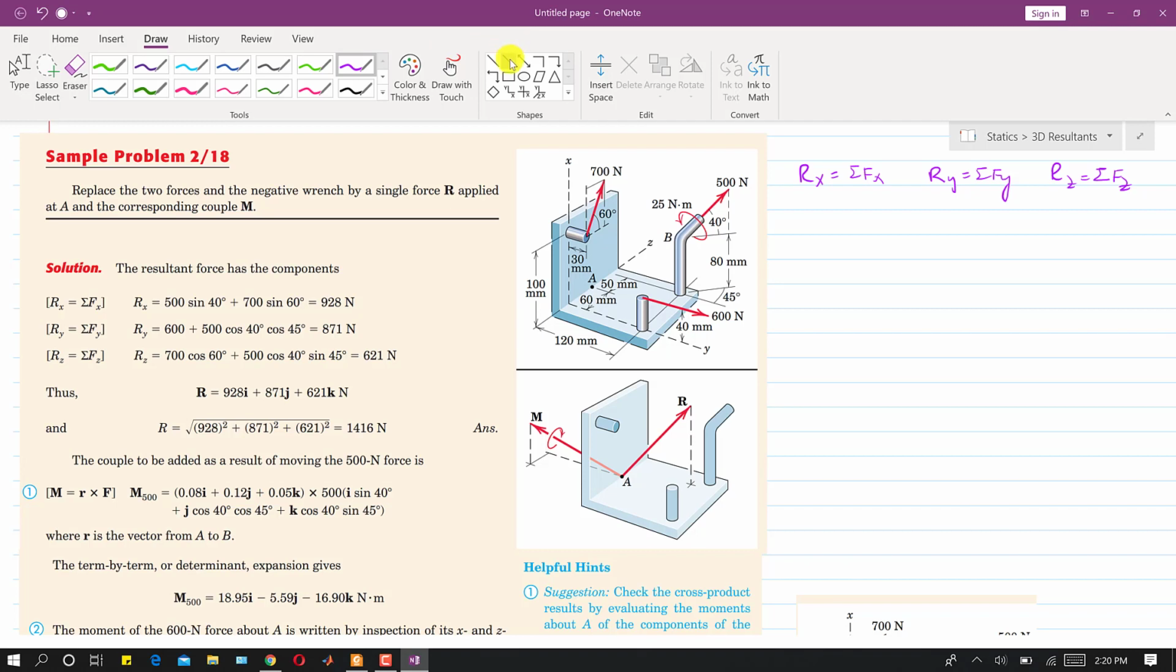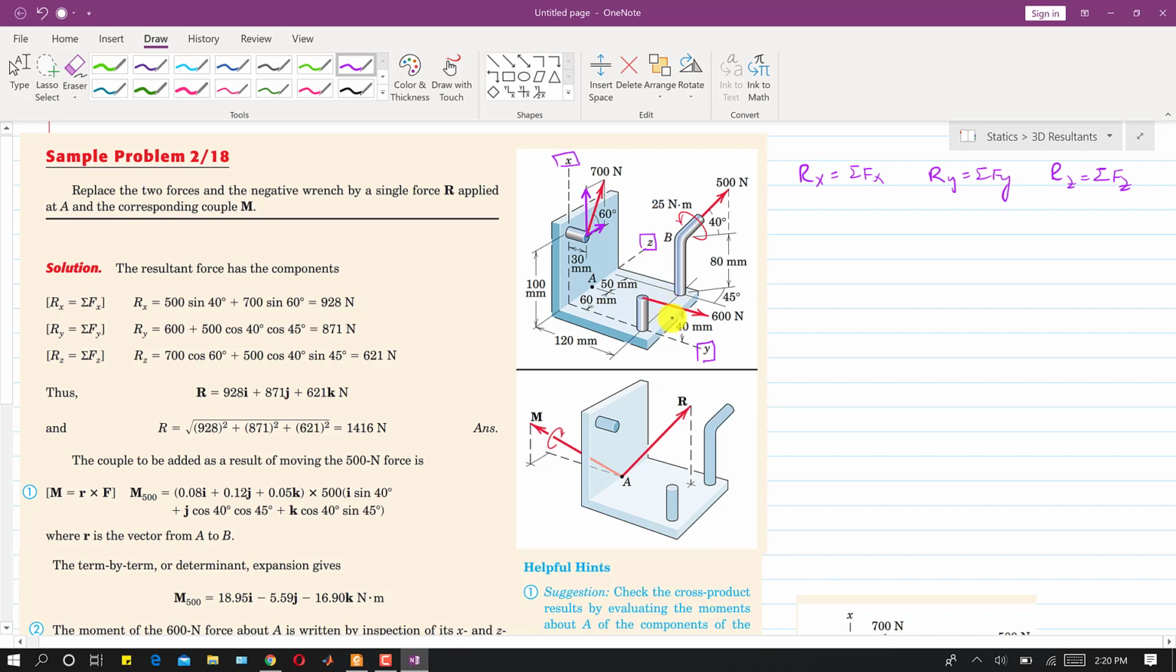Let's suppose I resolve this 700 Newton force, so then this will be one component, and this component is along the Z axis. This is the Z axis, this is the positive X and this is the positive Y, right? So one component is in this direction and another component will be towards the positive X. This one will be the cos component and this one will be the sine component.